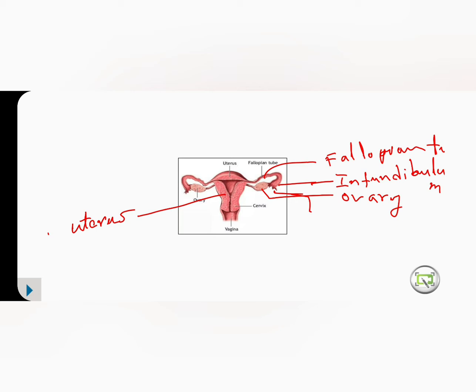And this uterus leads into a muscular part which is called cervix. And the cervix opens outside through the vagina. So basically this is the female reproductive system.